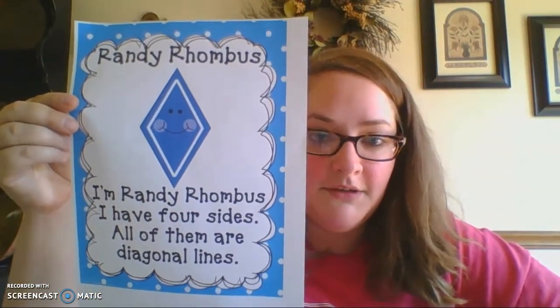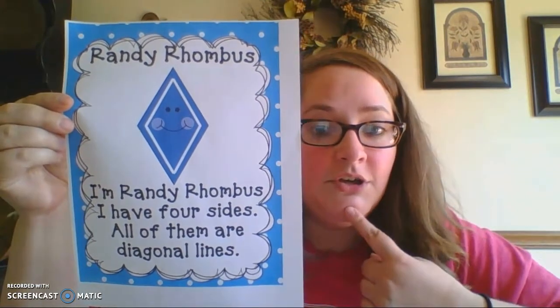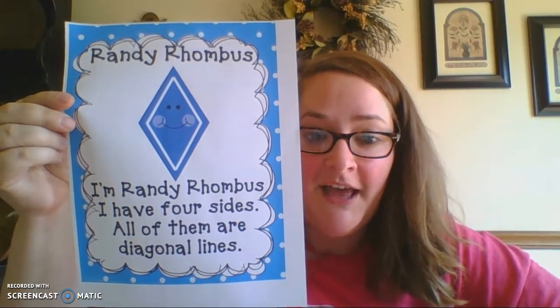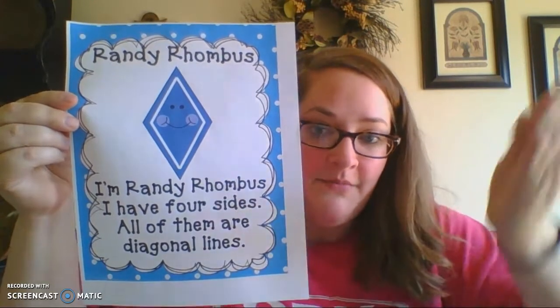This is one of our new ones. It's Danny's twin. Randy Rhombus. I'm Randy Rhombus. I have four sides. All of them are diagonal lines.